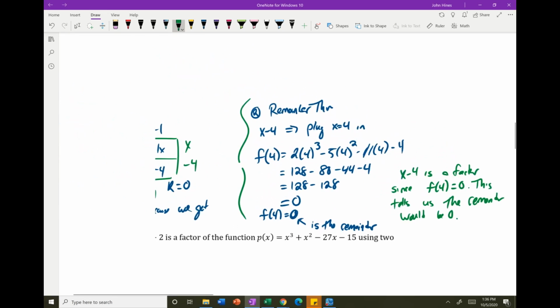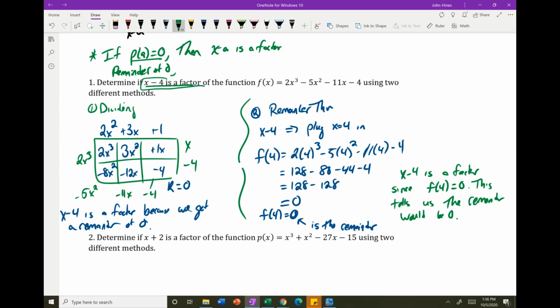Okay, so there's two ways you can determine if something is a factor, which is going to be really important because then we can keep on factoring. If I can divide out a factor, that means later on I can keep on dividing. So we're only a factor if you have a remainder of 0. You're going to be hearing me say this a whole lot. I'm only a factor if my remainder is 0.